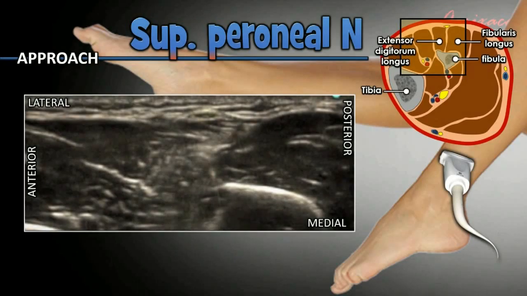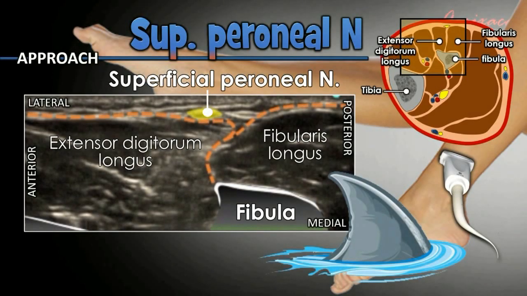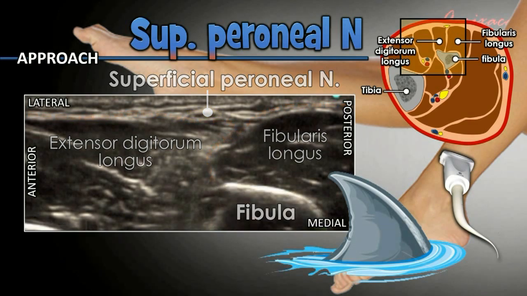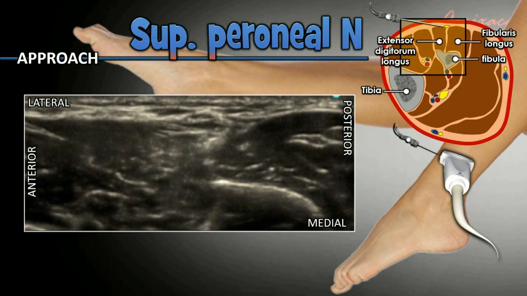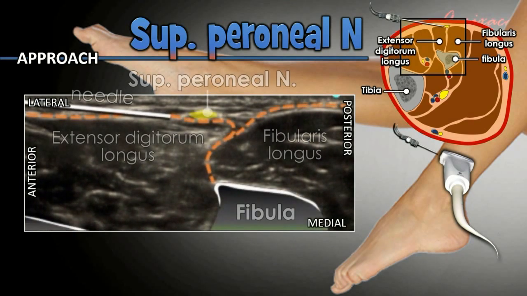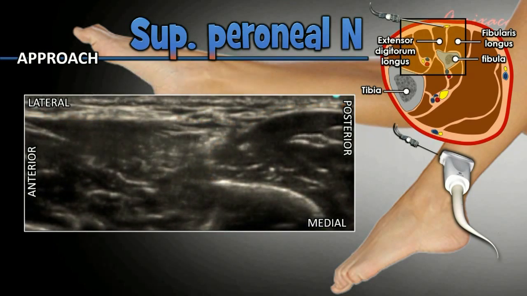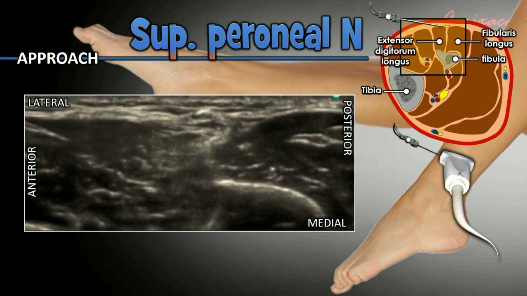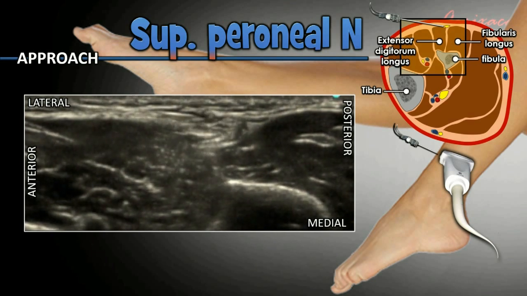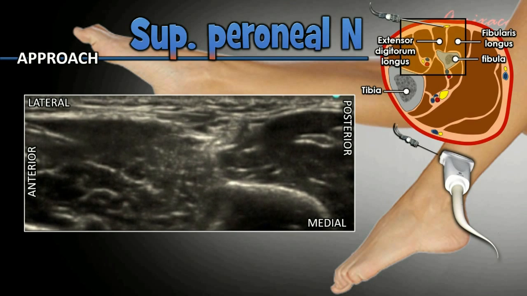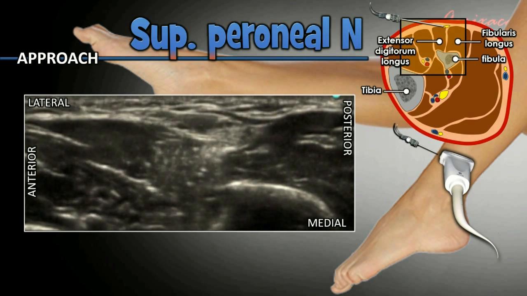In the video, we observe the acoustic shadow generated by the fibula and the fibular muscles and the flexor hallucis longus. The nerve is identified below the superficial fascia and between both muscles. Our approach will be in plane from the front of the leg, depositing 2 to 3 milliliters of long-acting local anesthetic.